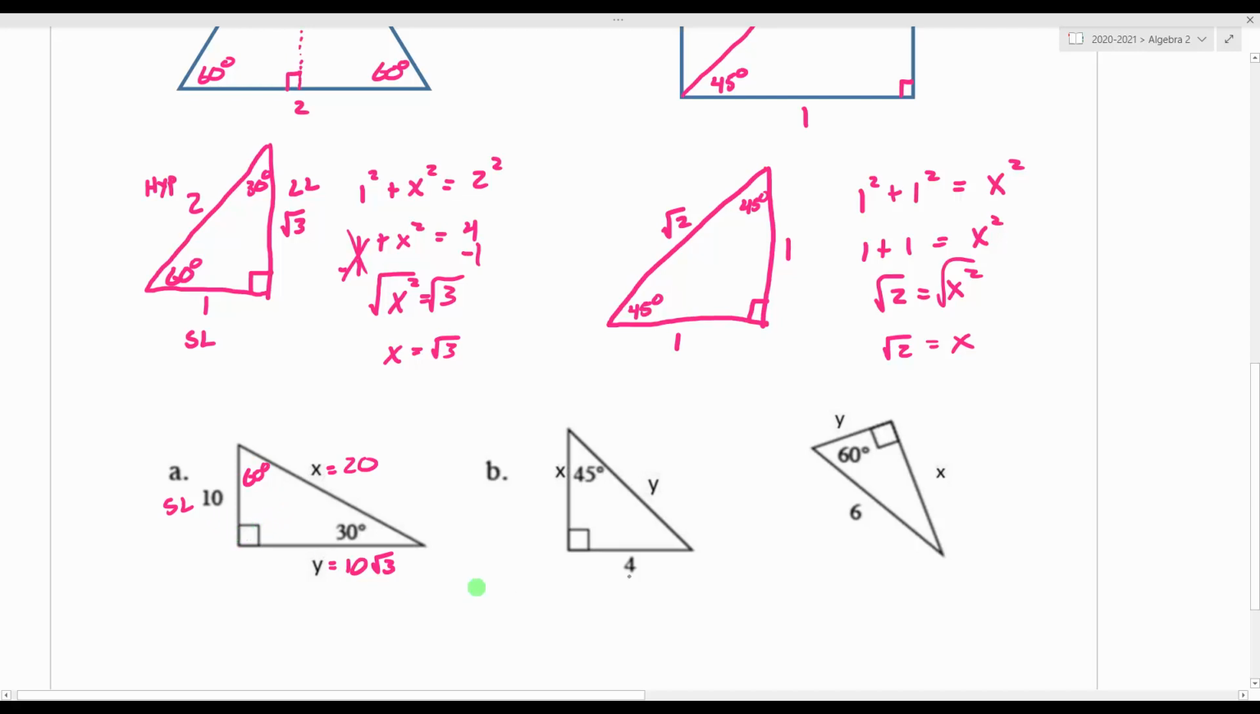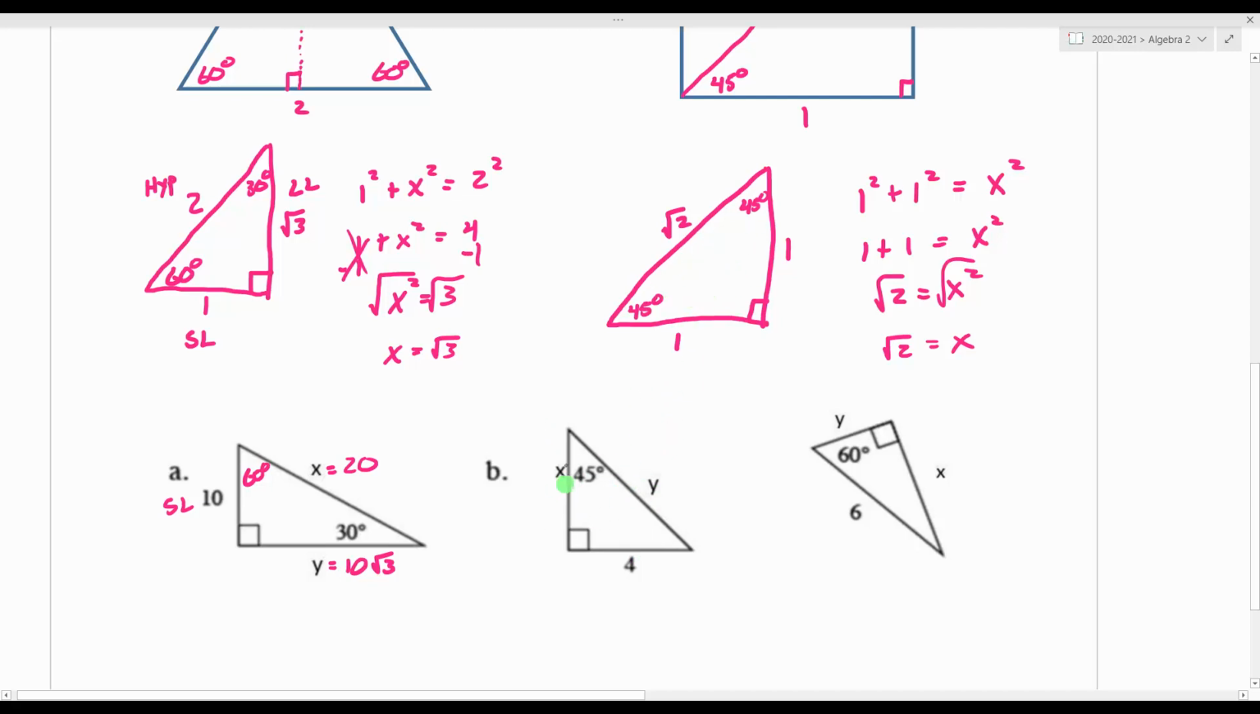Okay, so let's try it again. This time on a 45, 45, 90. Now remember, here's our original 45, 45, 90. These had legs with length 1. This one has a leg of length 4. So that means that this triangle is 4 times bigger than this triangle.